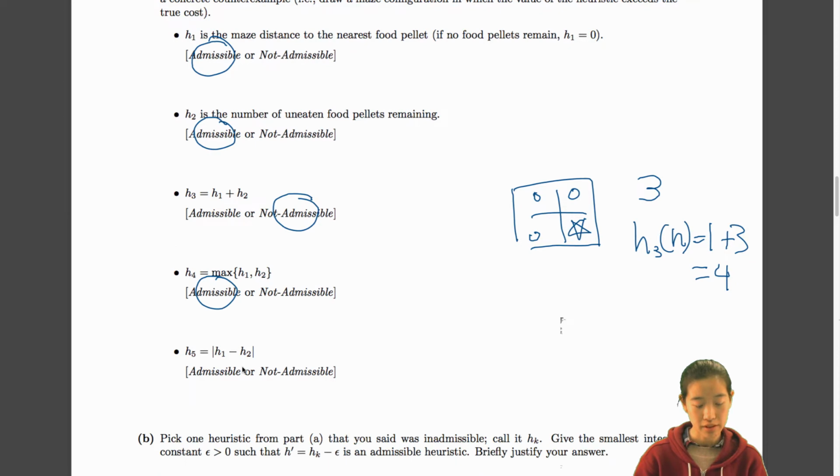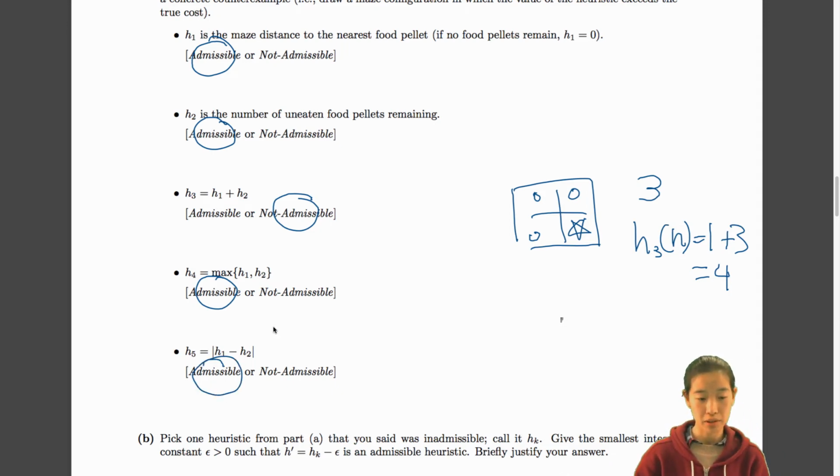Now we look at number 5, the heuristic 5. So it's taking the absolute value of the difference between the 2 of them. We see that both of them are positive, so subtracting the 2 can only make it smaller. So if both of them were already underestimates, doing this operation on it would only make it even more of an underestimate. So H5 is also admissible.